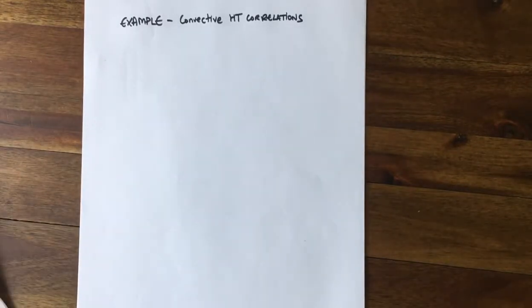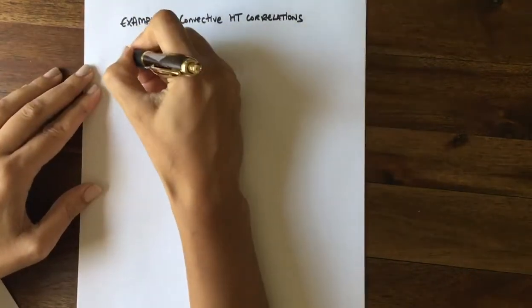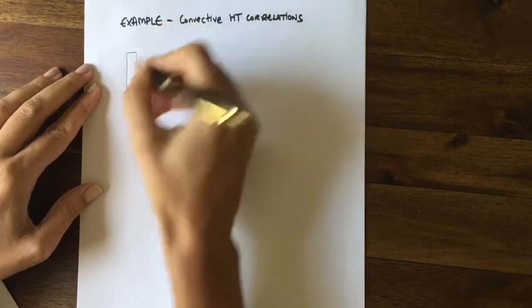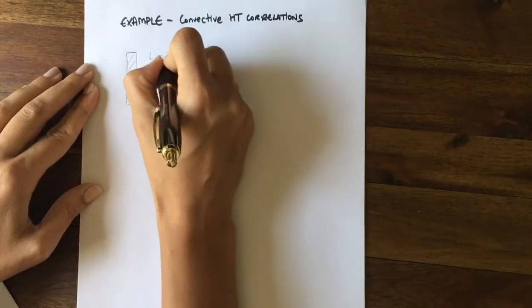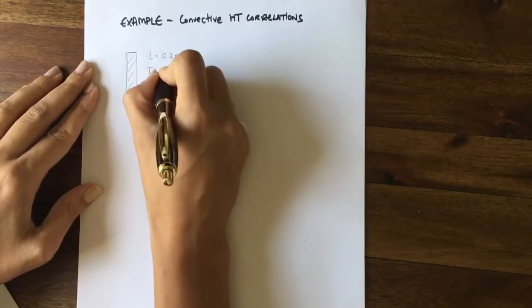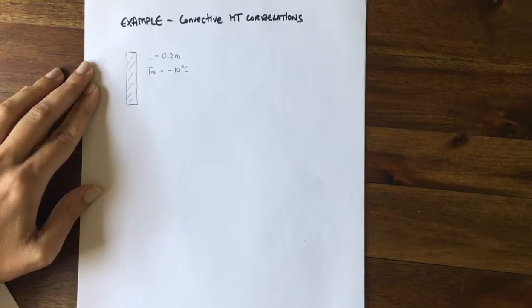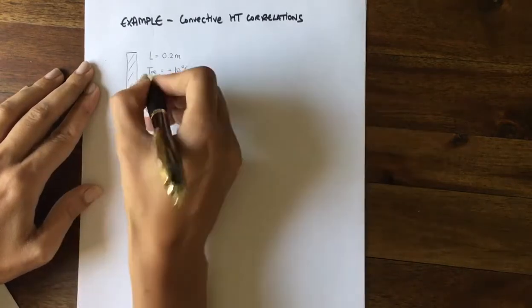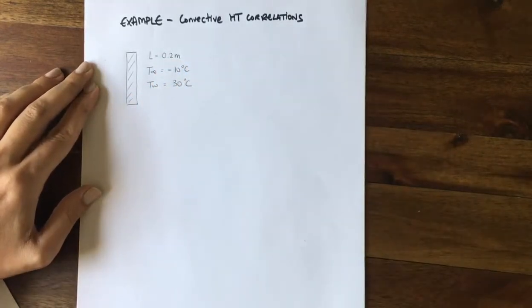Atmospheric air at a temperature of -10 Celsius flows by a vertical plate with a length of 0.2 meters. So there is a plate with a length 0.2 meters. The temperature of the air, T infinity, is equal to -10 Celsius. And the plate has a constant temperature of 30 Celsius. So T is equal to 30 Celsius.